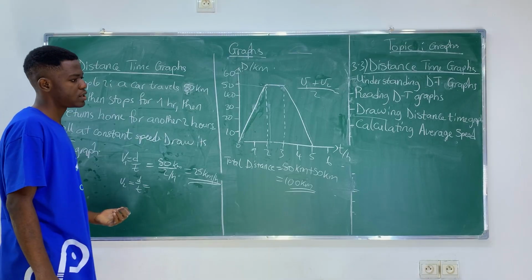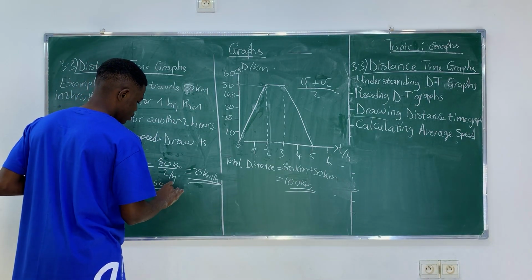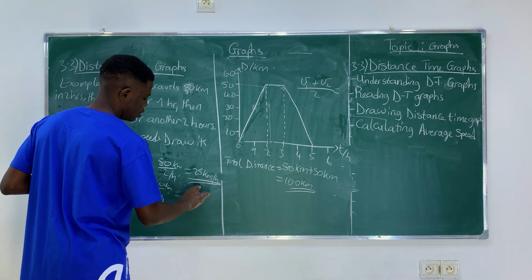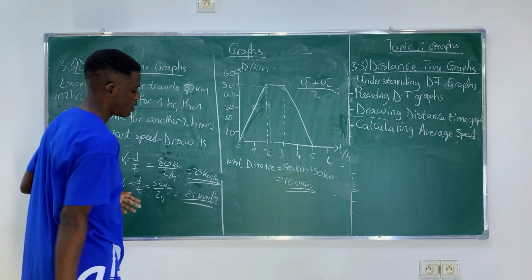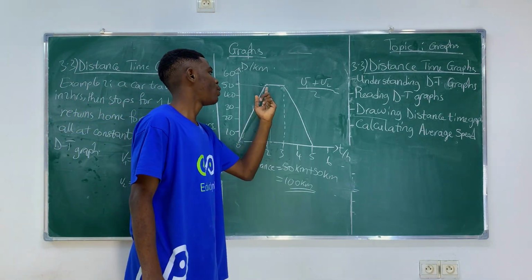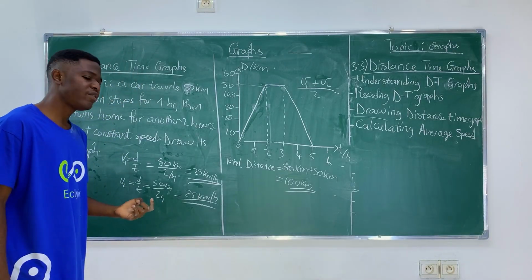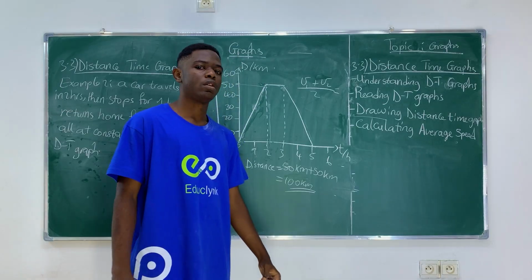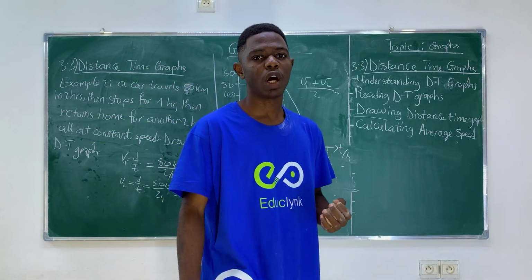Distance over time is 50 over 2, which is 25 kilometers per hour. So you travel 25 kilometers per hour when going, and you travel the same 25 kilometers per hour when coming back. So this is actually for the total average speed, like the average speed in the total trip at once.